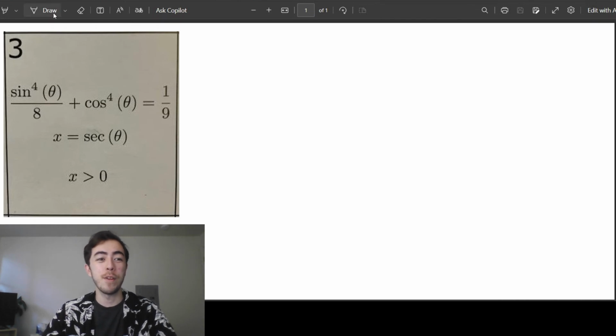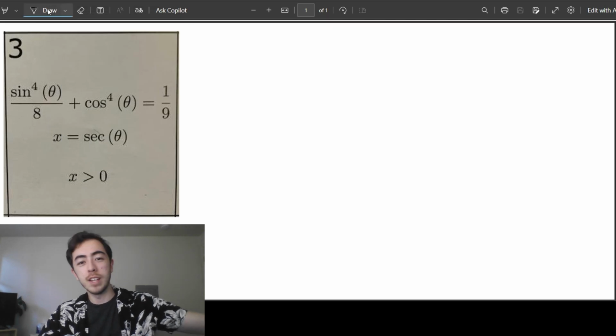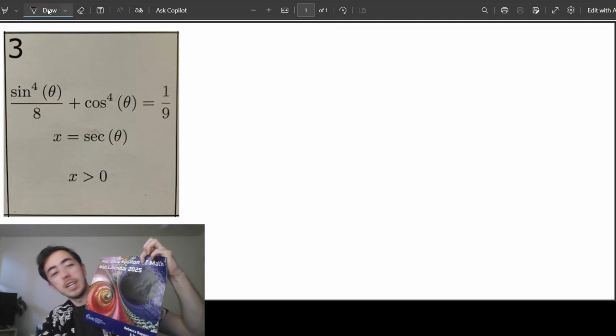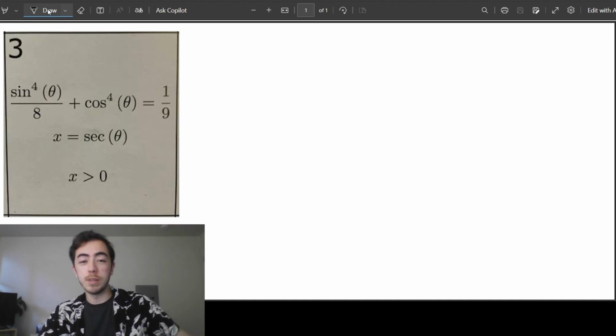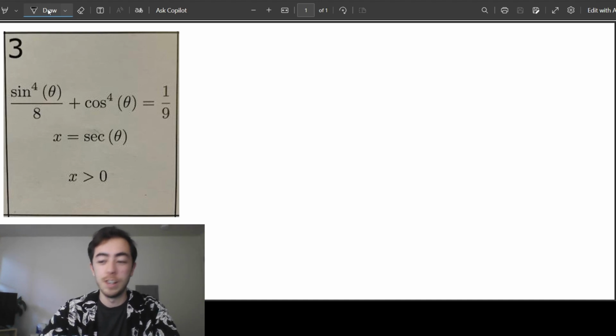Today is November 3rd, and we're solving problem 307 from the Daily Epsilon calendar. And the answer today should be 3 because that's today's date. So we have what looks like a trig equation here, some trigonometry.